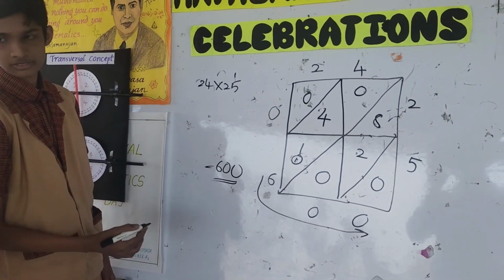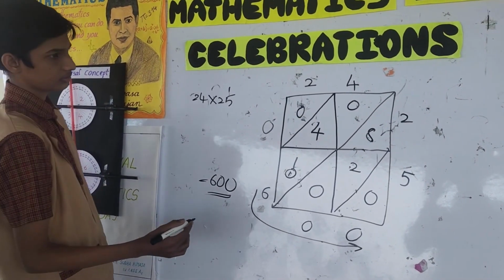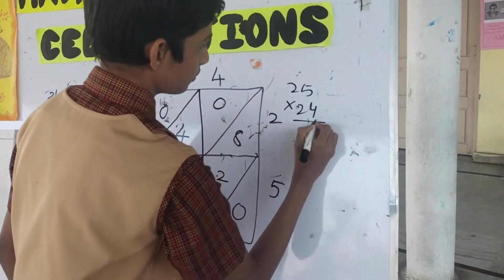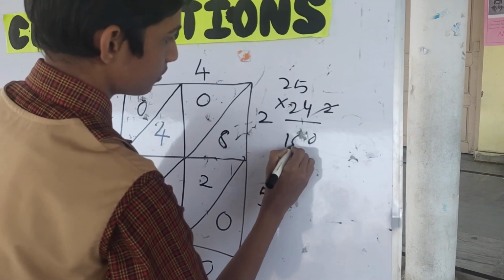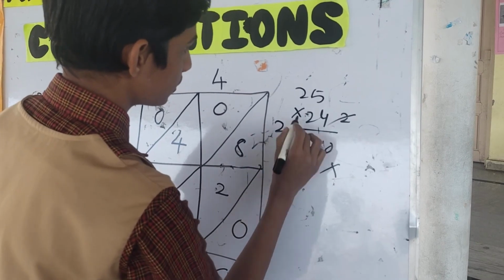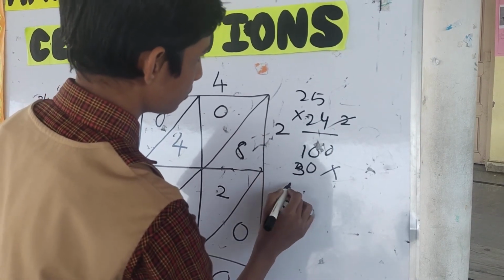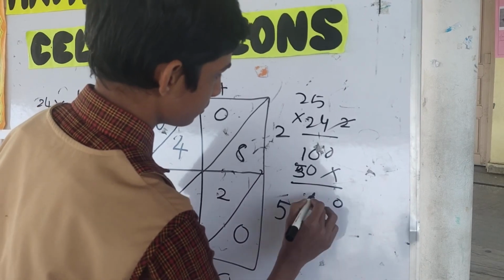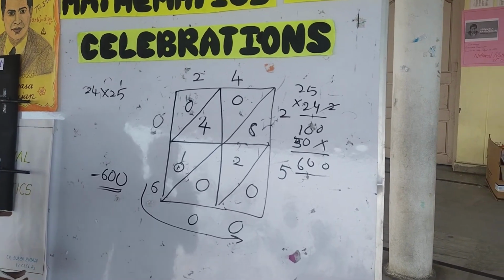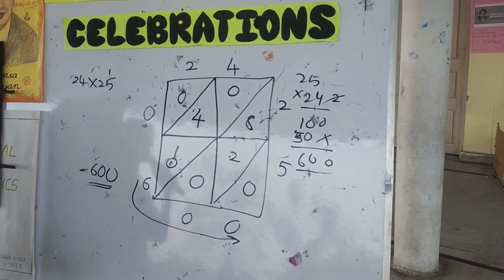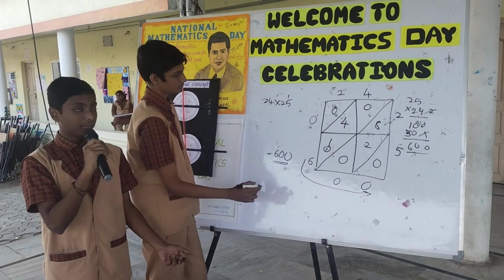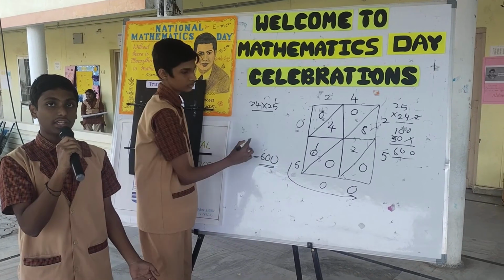And now let's check by the normal multiplication. And now we can see both answers are the same. So we can use this lattice multiplication method to solve complex products and complex multiplications in a simple way.